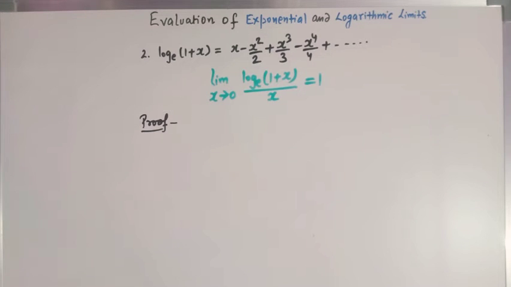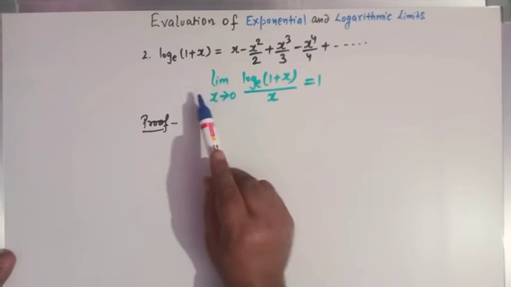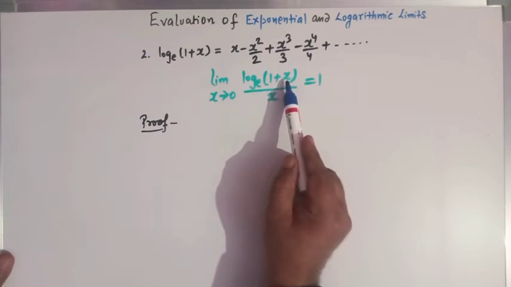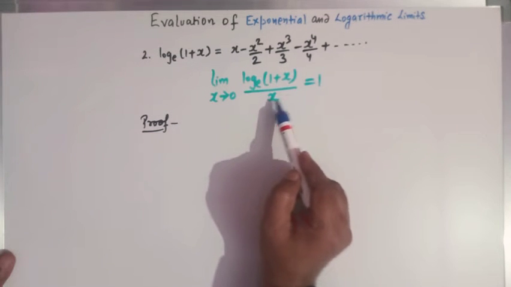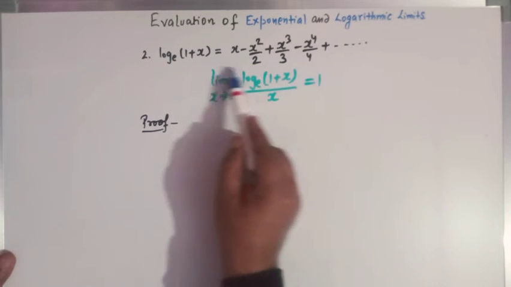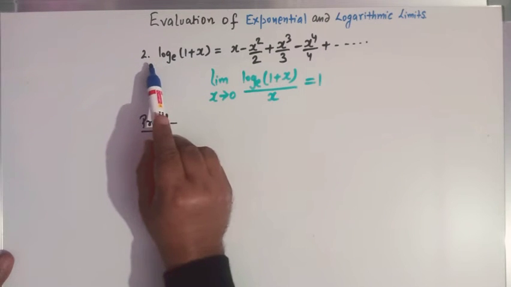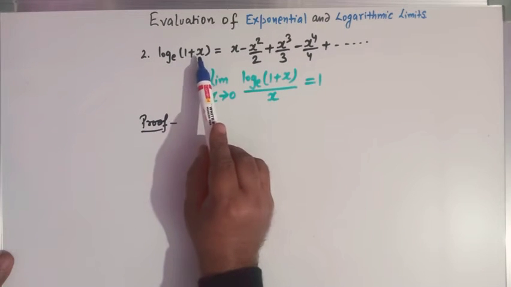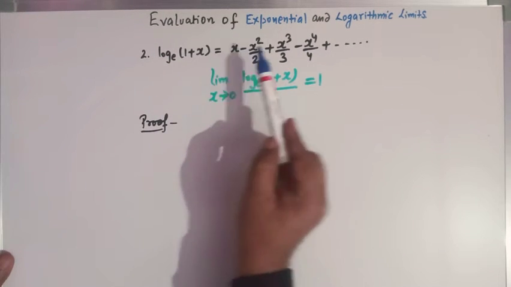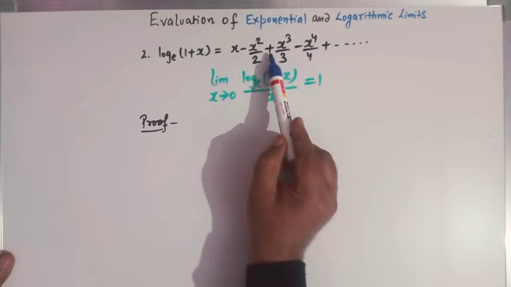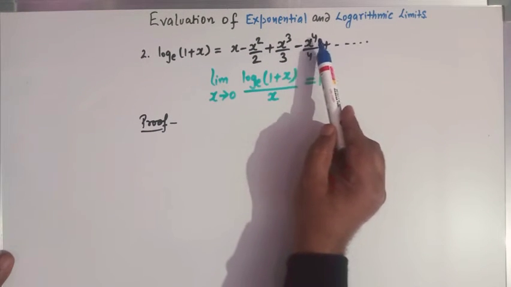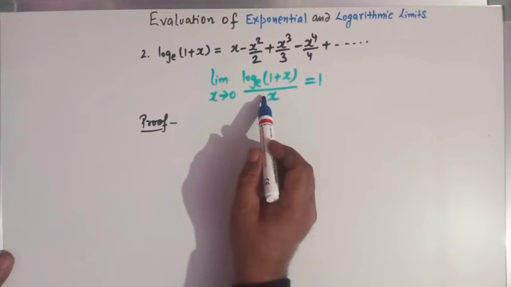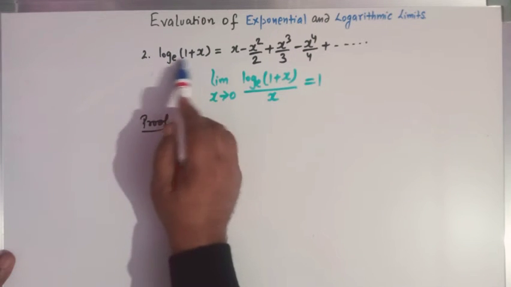Now let us take one more important logarithmic limit, and this is limit x tends to 0 of log of 1 plus x to the base e divided by x is equal to 1. So in order to prove this limit, we'll make use of this infinite series, that is log of 1 plus x to the base e is equal to x minus x square by 2 plus x cubed by 3 minus x raised to 4 by 4 and so on, right? So let us prove it with the help of this series.